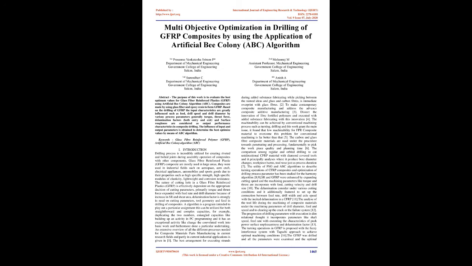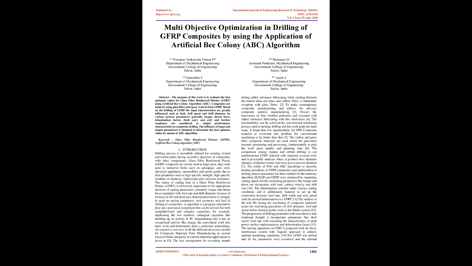Composites are made by using glass fiber and epoxy resin to form GFRP. Based on the drilling of GFRP, the input characteristics are greatly influenced, such as feed, drill speed, and drill diameter, by various process parameters. Generally torque, thrust force, delamination factors, both entry and exit, and surface roughness are considered as output performance characteristics in composite drilling.